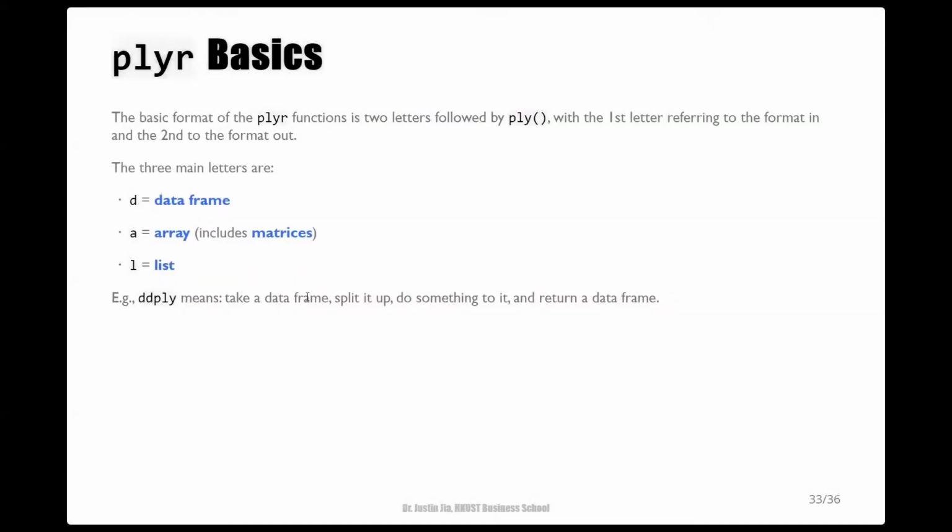The basic naming of the plyr functions includes two letters followed by ply, with the first letter referring to the input data format and the second to the output data format. And there are three main letters, D, A, and L, referring to these three main formats for inputs and outputs. So the name ddply means take a data frame, split it up, do something to it, and return a data frame.